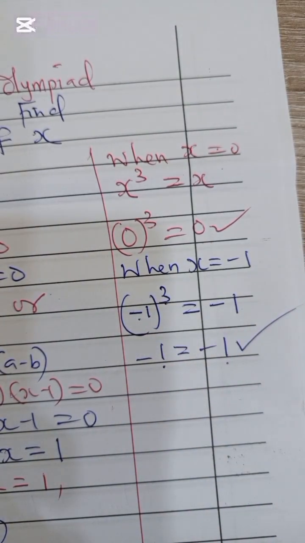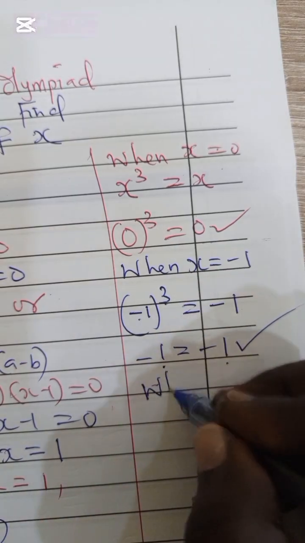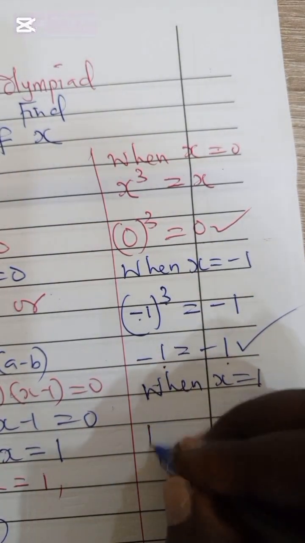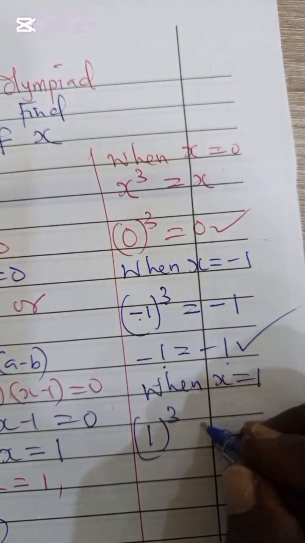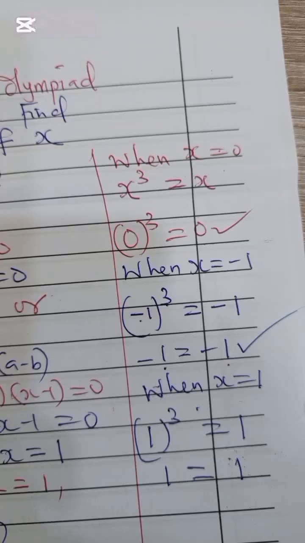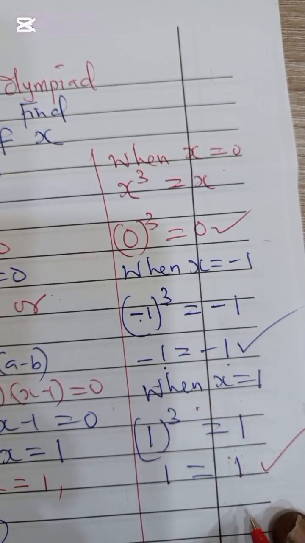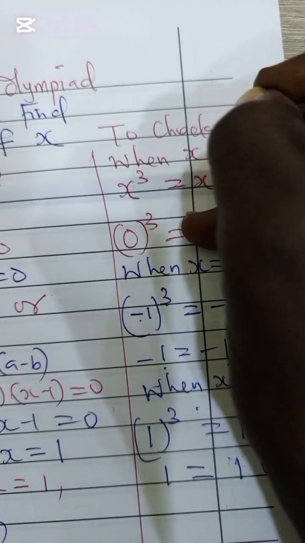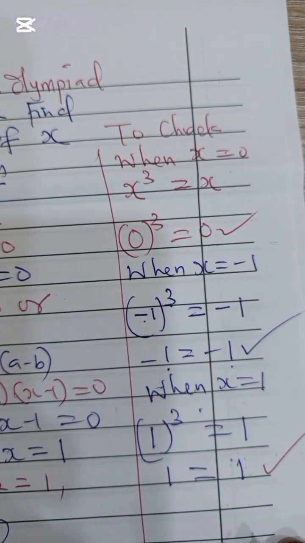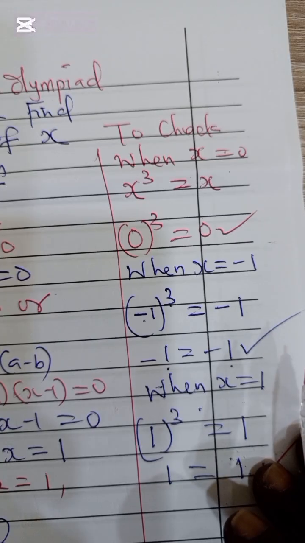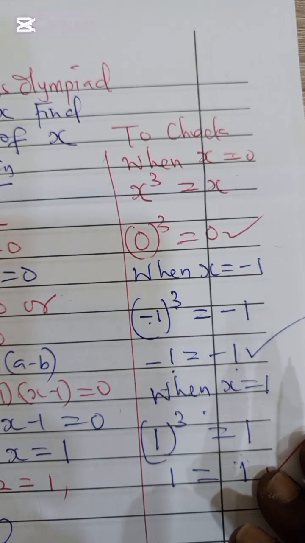Truly satisfy the condition. When x is equal to 1, what are we going to get? We have 1 cubed equals 1. 1 cubed, of course, is 1, which is the same thing as 1. Left hand side, right hand side agree. Very important. This is to check. We can see clearly that the three solutions satisfy both the left hand side and the right hand side of this cubic equation.